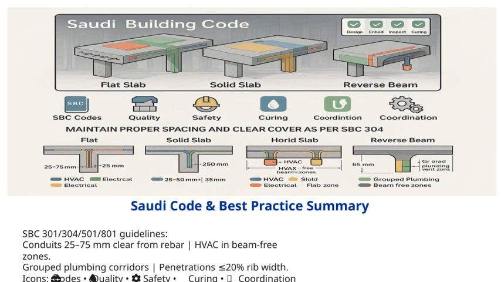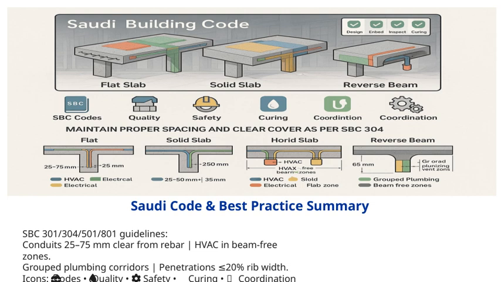Let's take a closer look at the Saudi Code and best practice summary. When it comes to the SBC guidelines, specifically 301, 304, 501, and 801, there are some key points to keep in mind. For conduits, they should be installed with a clearance of 25 to 75 millimeters from rebar to ensure safety and compliance. Also, HVAC systems need to be placed in beam-free zones to avoid structural conflicts and facilitate installation.